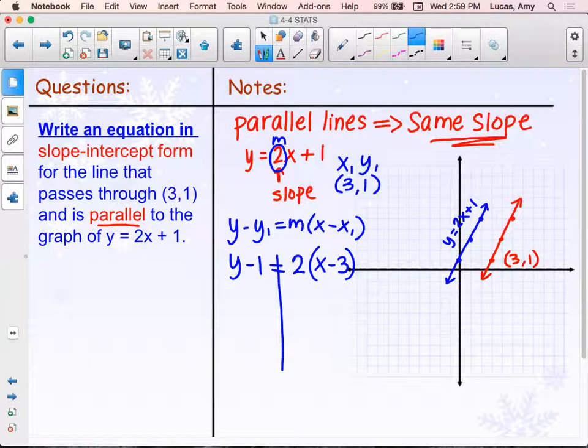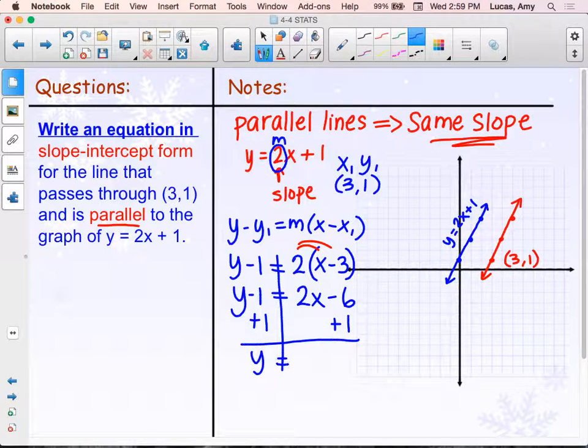Now I can solve this and get y minus 1 equals 2x minus 6, and then add 1, and my solution is y equals 2x minus 5. So my new line that I've graphed over here, if I extended my line 1, 2, 3, 4, 5, it would go through right here. If I extended my line, it goes through negative 5. That's my intercept. So that looks correct. So y equals 2x minus 5 is parallel to y equals 2x plus 1, and it goes through the ordered pair 3, 1.